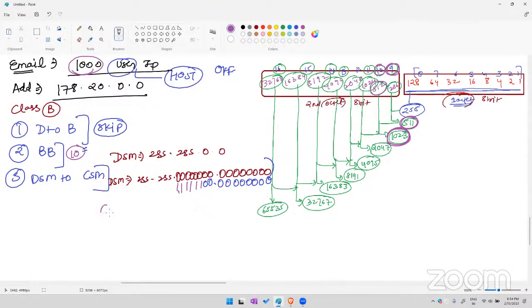And how to create DSM to CSM? 255.255. and 6 bits on means how many? So 128, 64, 32, and so on, plus how many? So I think you can get 252 now. So CSM is ready.